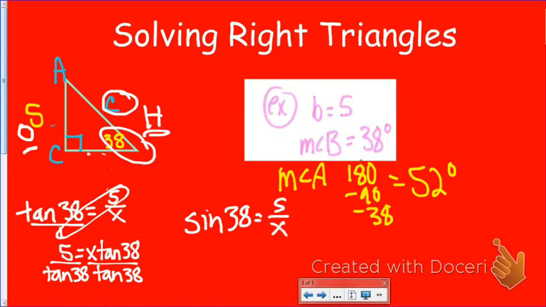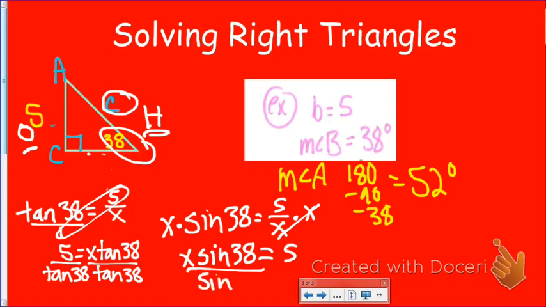Now instead of cross multiplying, the other way I could solve this equation is I can multiply both sides by x. So my x's will cancel out on the right side. So I'm left with x times the sine of 38 is equal to 5. So to get x by itself, I'm going to divide by the sine of 38. So I would just go in my calculator and type in 5 divided by the sine of 38, and that's going to give me my last value.